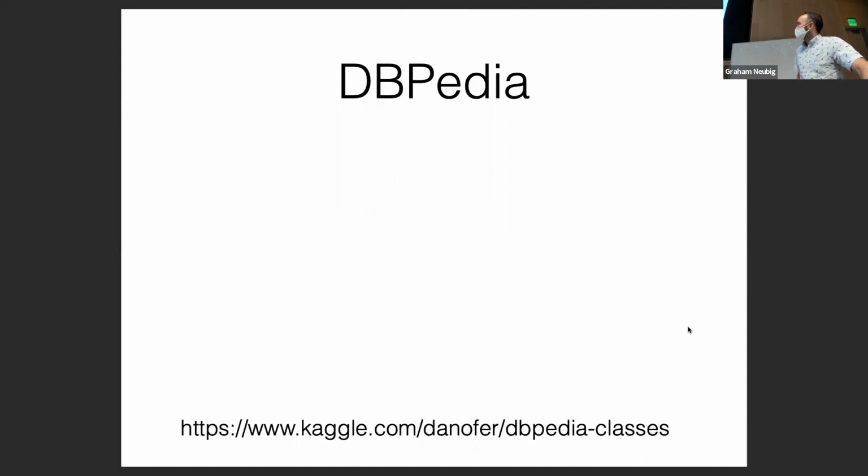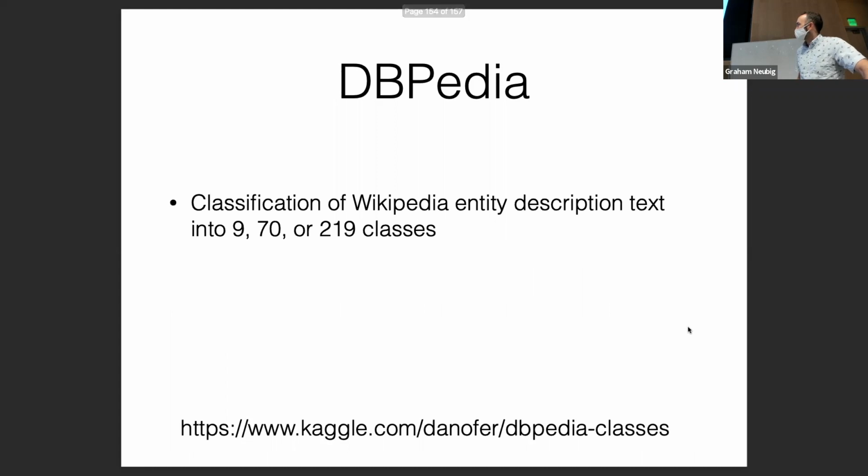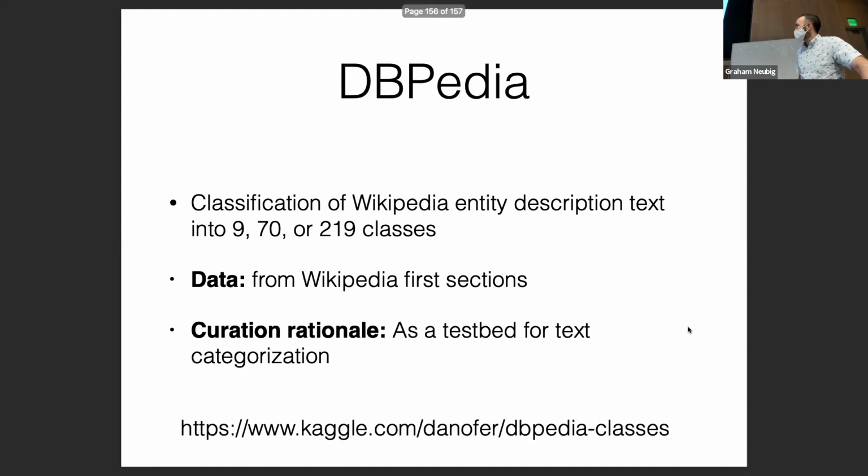Then there's DBpedia, also a very widely used text classification data set, classification of Wikipedia entry description text into 970 or 219 classes. The data is from Wikipedia for sections. It was gathered several years ago. And the curation rationale was as a test bed for text categorization.